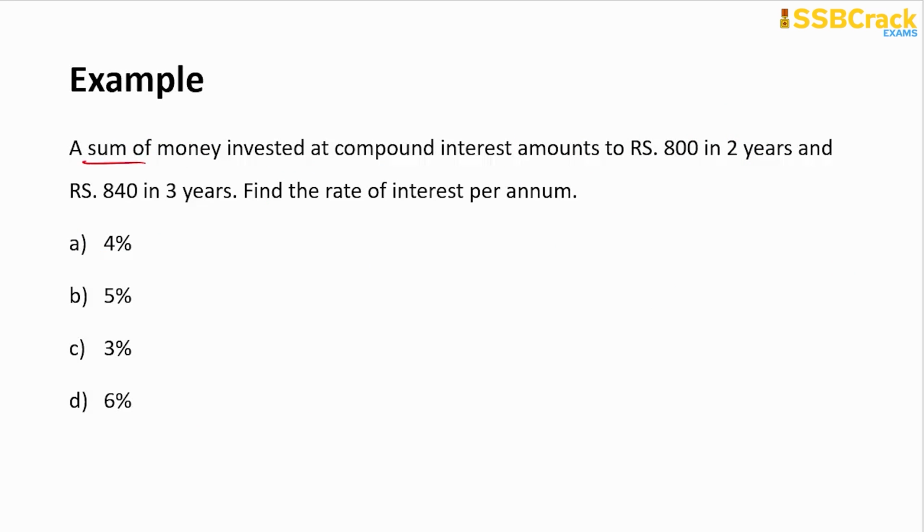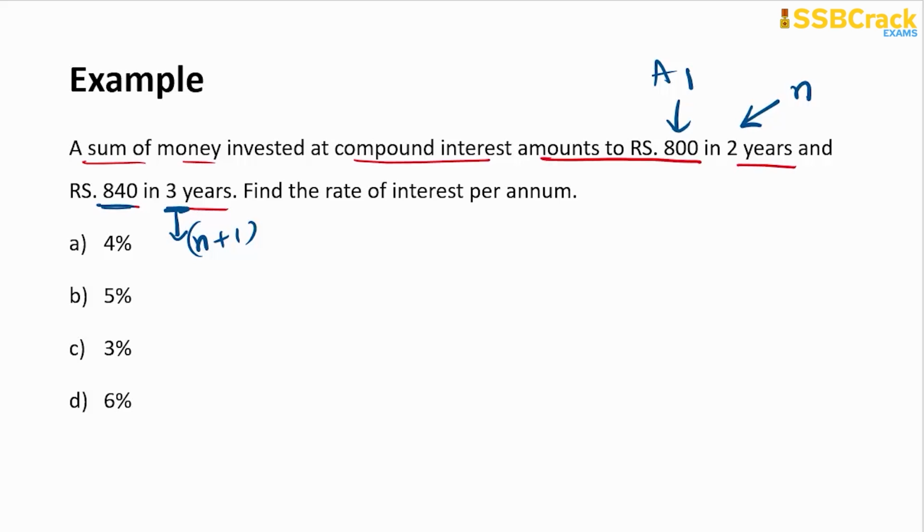A sum of money invested at compound interest amounts to rupees 800 in 2 years and rupees 840 in 3 years. Understand, what is A1 here? The first amount is A1, which is accumulated for 2 years. So this is n. And you can see the next year they mentioned 3 years. So these are 2 consecutive years, right? 2 years and then third year. So this is n plus 1. And what is this 840? It is A2.